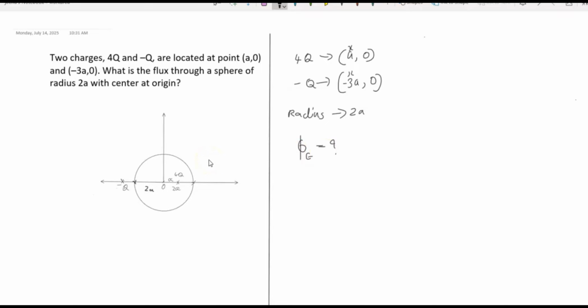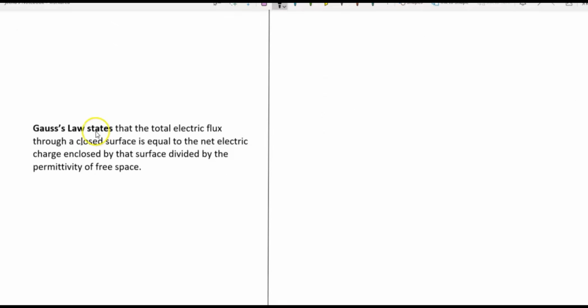So we can recall what Gauss's law states. Gauss's law states that the total electric flux through a closed surface. An important thing is a closed surface. What is meant by closed surface? It is just an imaginary closed surface, like a mathematical tool. This closed surface may be a square, or a cylinder, or a sphere. That is known as a closed surface in Gauss's law.